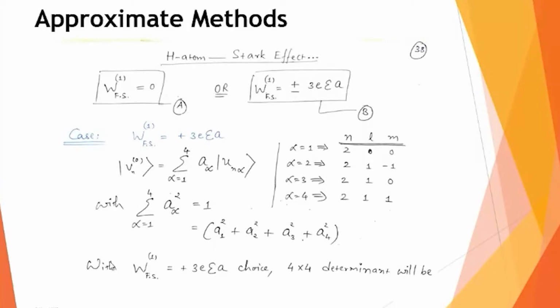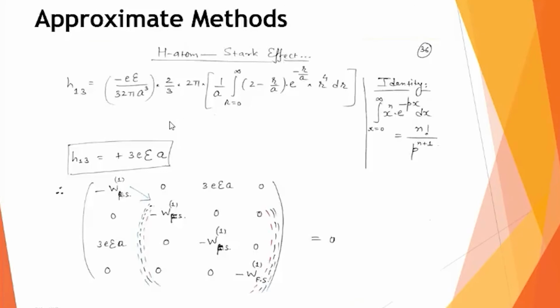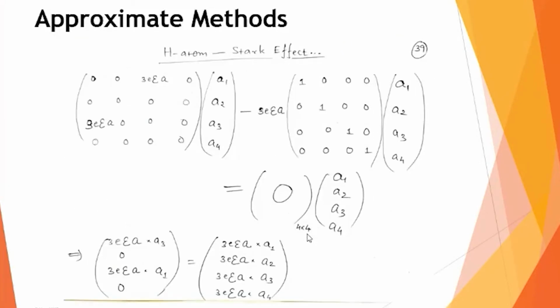Right? So with this W1 as a possibility, with this idea about our state function, we can now write our equation for this. But now I can write it slightly differently. You can see in this 4 cross 4 determinant, can I take all those diagonal elements and write them separately?